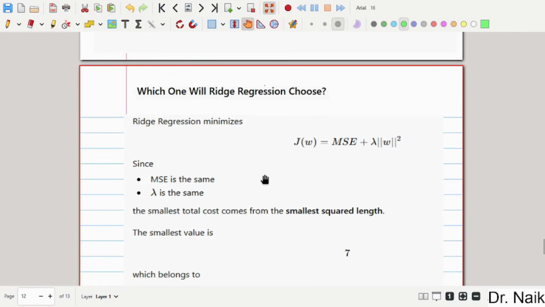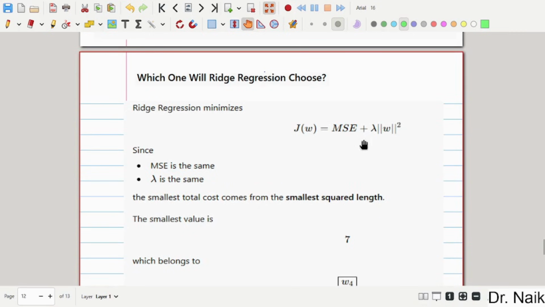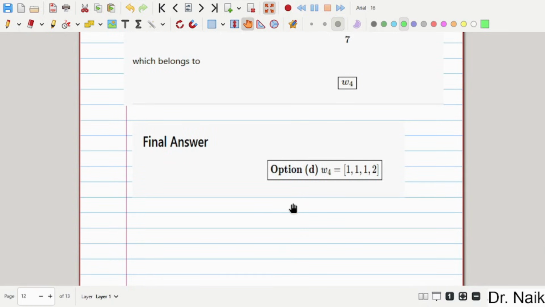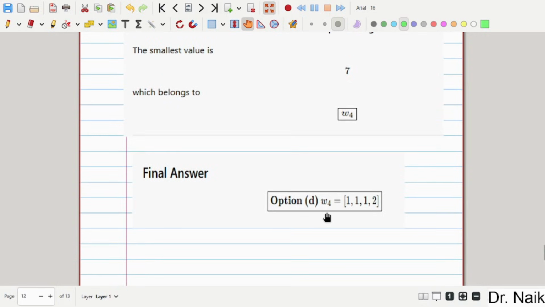Now the question is, which weight vector will the ridge regression choose? We know that the MSE is the same for all the weight vectors as it is given in our example. Lambda is also the same. So the smallest total cost comes from the smallest square length, that is, the smallest norm square of W. Just now we saw that the smallest value is 7, which belongs to the vector W4. Therefore, our final answer is option D, W4, which is the vector with the entries 1 1 1 and 2. Thank you.